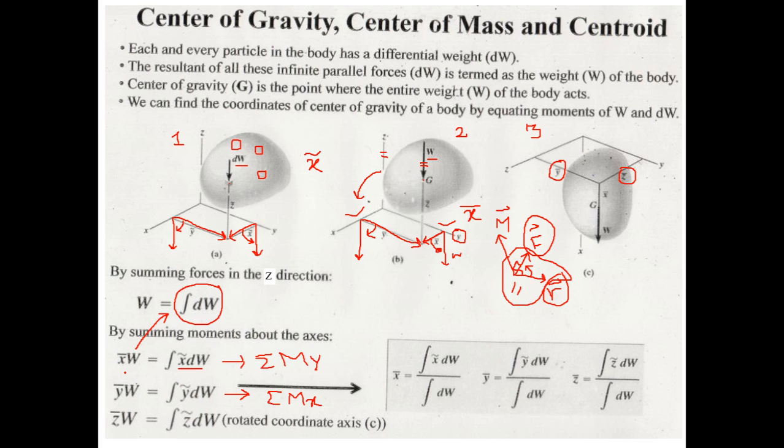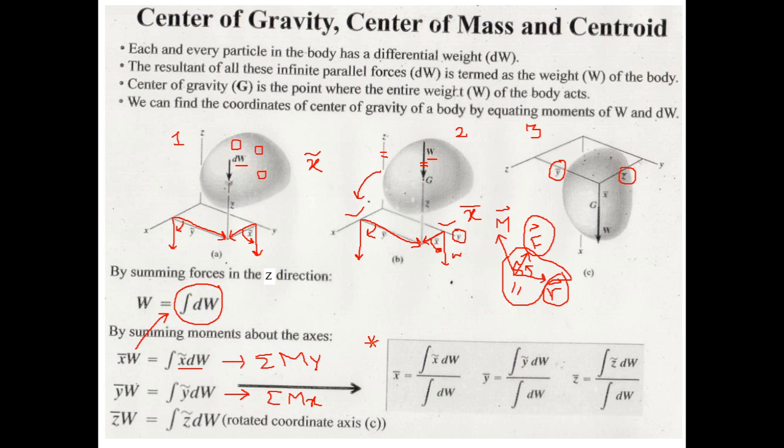Therefore, the x coordinate of the center of gravity of this arbitrary shaped body comes out to be the integral of x tilde dw divided by the integral of dw. Similarly, the y coordinate comes out to be the integral of y tilde dw upon the integral of dw, and z bar comes out to be the integral of z tilde dw upon the integral of dw. These are the equations through which we can locate the center of gravity of any arbitrary shaped body. As you can see, these formulas contain integration, so we will be using integration in this chapter to find these coordinates.